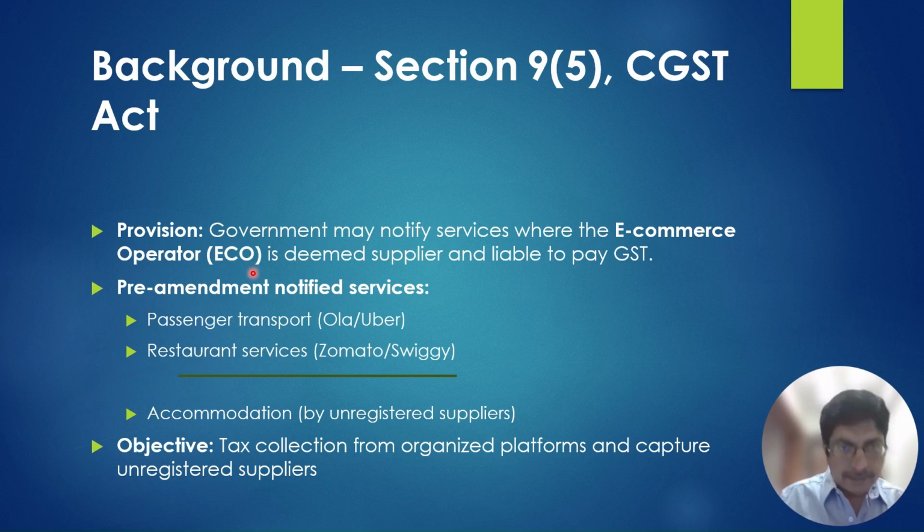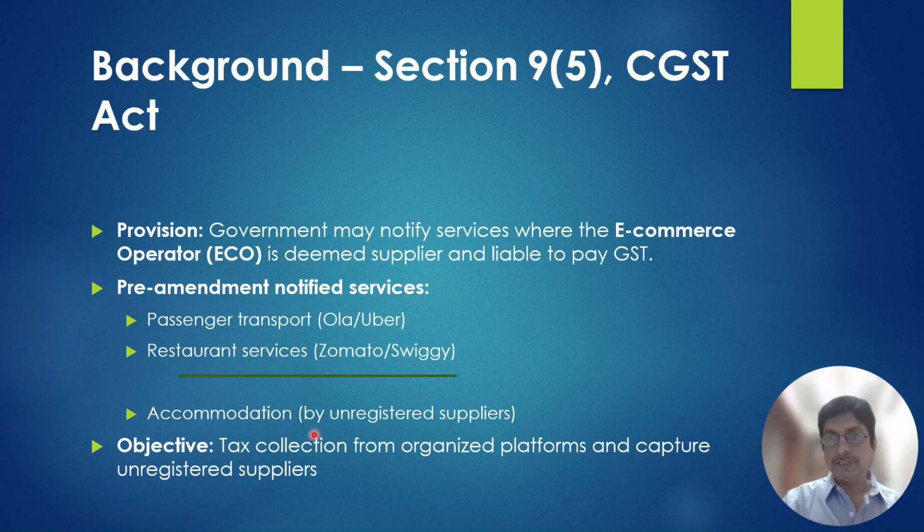And then another category is accommodation service. Correct? Accommodation service by the hotel. Then there is a service like Urban Clap. What is the difference between the first category and the second category? If the service provider is registered under GST, then the ECO will not pay the tax. The service provider will pay the tax. The ECO will pay the full tax in this second category only if the service provider is unregistered.